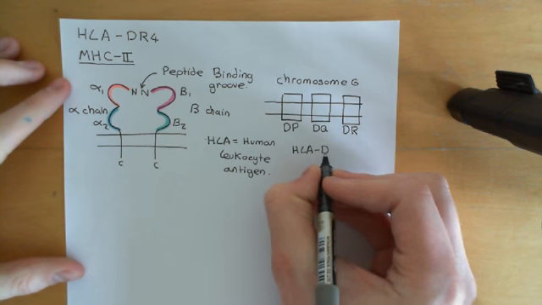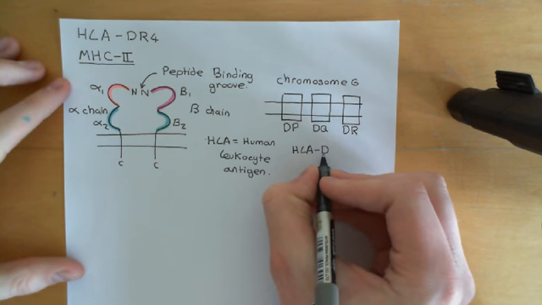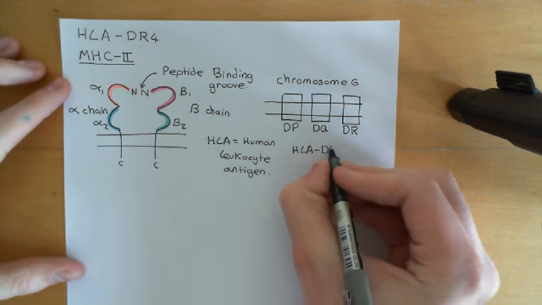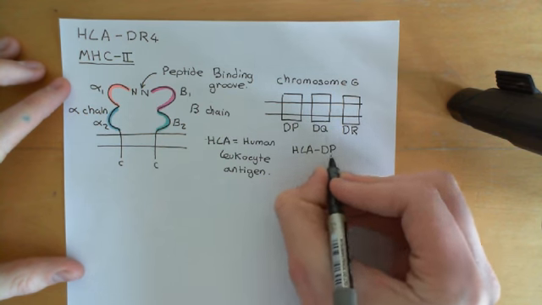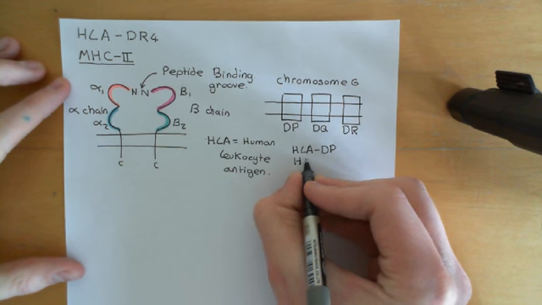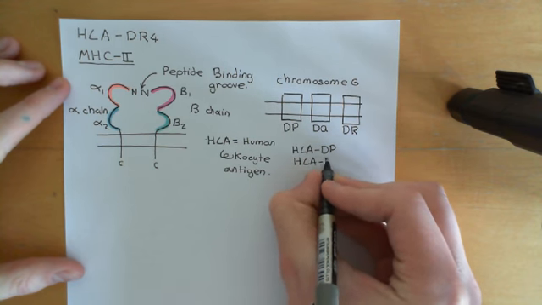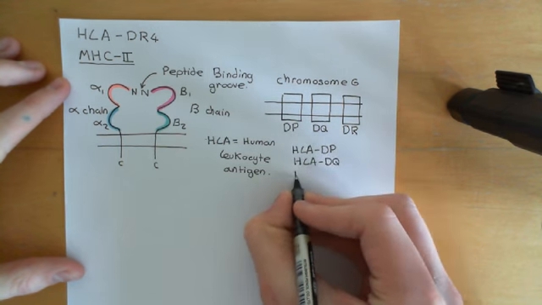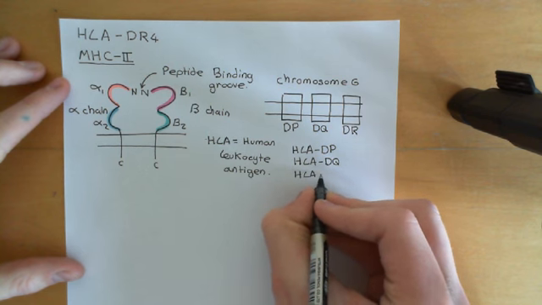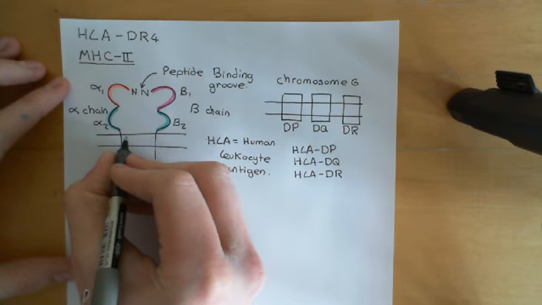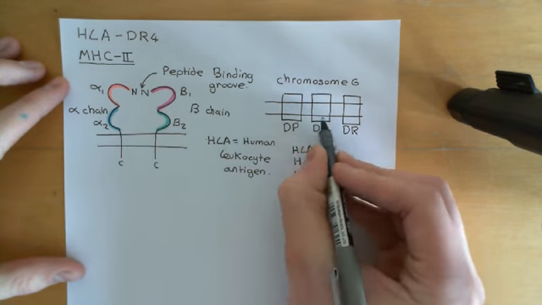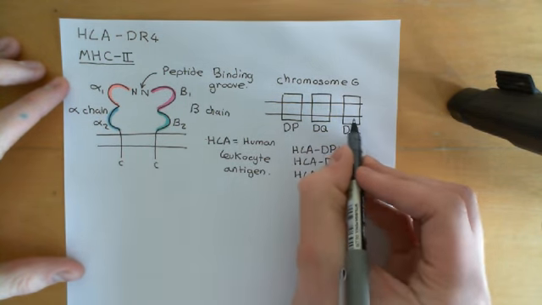Now, it turns out that there are 3 different types of MHC class 2 molecules. There are the MHC class 2 P molecules, known as the HLA-DP molecules. There are the HLA-DQ molecules, and there are the HLA-DR molecules, okay, which are basically MHC class 2 proteins that are produced by these 3 different loci.